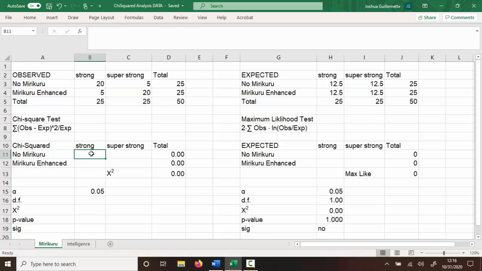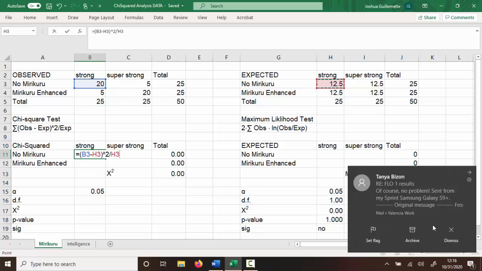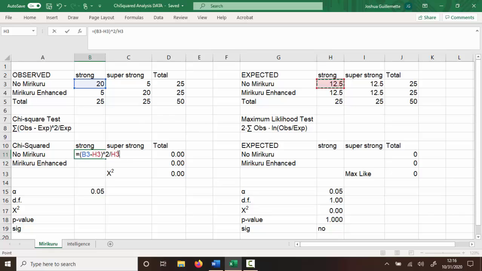So for here, for the strong, what we're going to have is equals, and we're going to put our parentheses in because you can see the parentheses here, and we're going to square it at the end. The observed, a strong, no Mirakuru is right here, minus the expected value of strong, no Mirakuru is here. We're going to actually square that, and then we're going to divide it by that expected value, okay? Now, when I hit enter, I get 4.5.